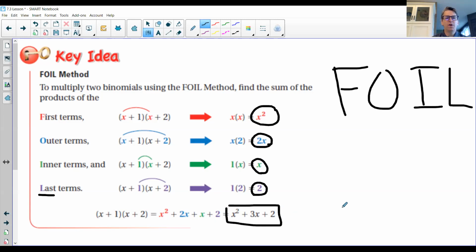Okay, so FOIL's the method, and for the rest of this lesson, we're just going to do FOIL. We're not doing distributive, we're not doing the table method. We are strictly doing FOIL. Hopefully by the end of this quick lesson today, you'll have a really good understanding of how to do FOIL. So let's get started on some solid examples.